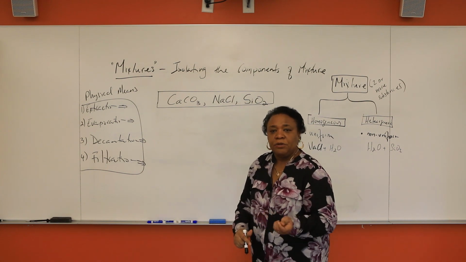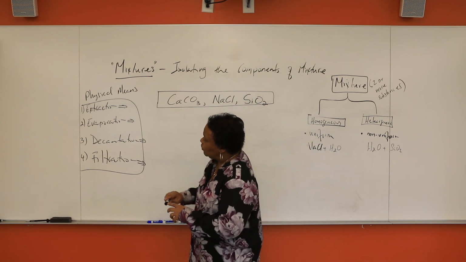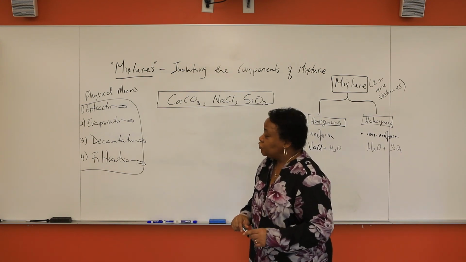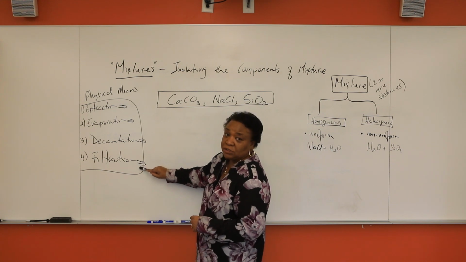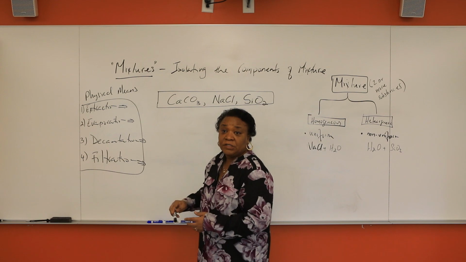Decantation, fairly simple. It just means we're pouring off. We're going to be using this technique as well throughout the experiment. And finally, filtration. Filtration requires a setup that involves a funnel and a porous filter paper.